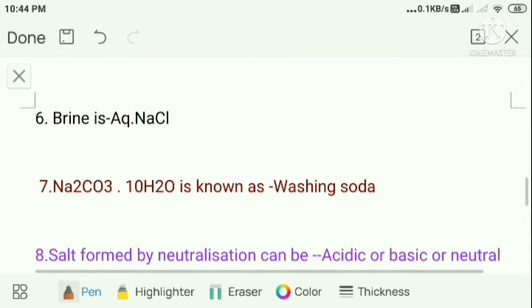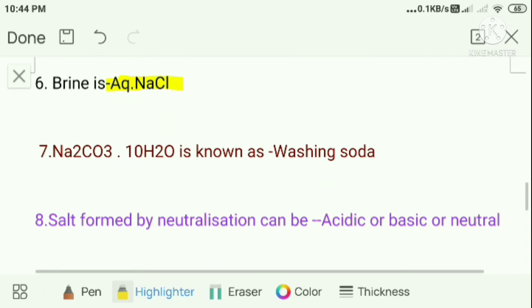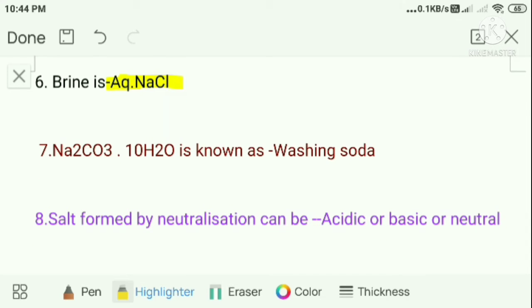What is brine solution? The brine solution is aqueous sodium chloride solution. Now let us come to the seventh question. Na2CO3 with 10 moles of water is known as what? This is known as washing soda. Here this 10H2O is known as what? That is water of crystallization.